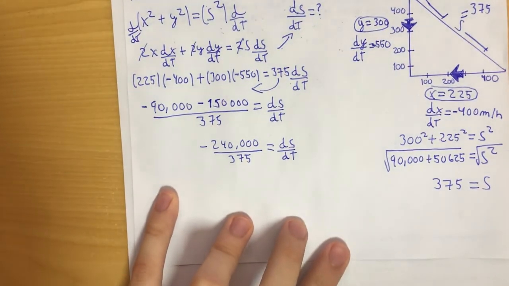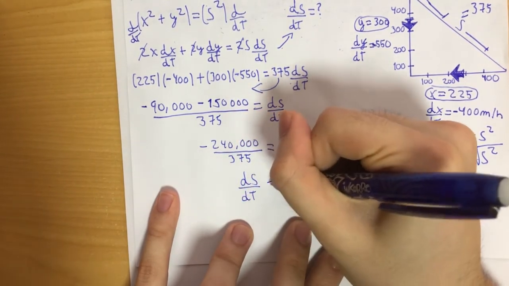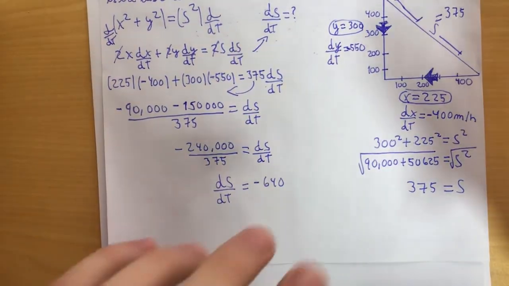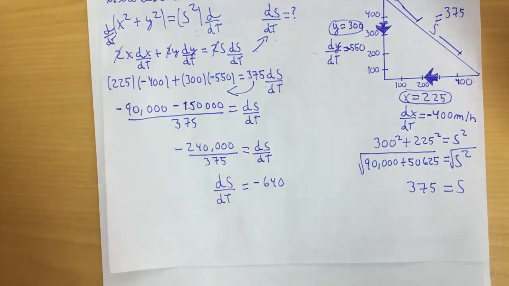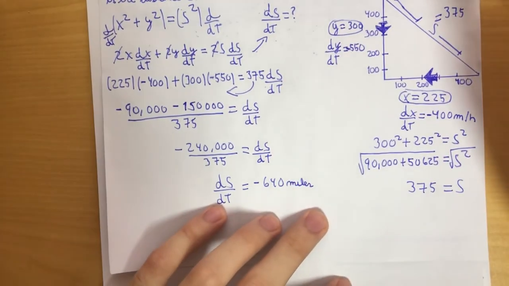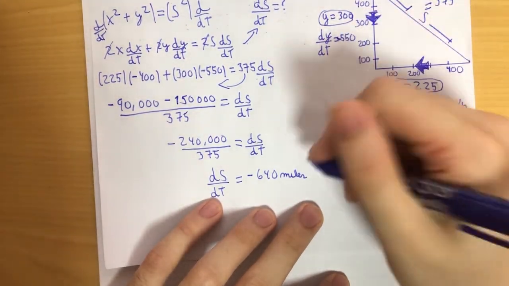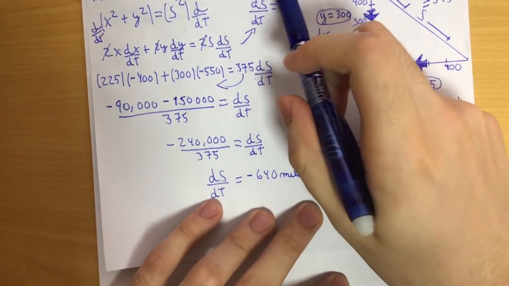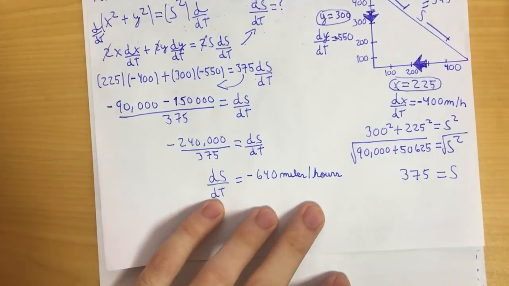So at the end, when we divide, we're going to get that ds over dt is equal to negative 640, but that's not the answer yet. Remember to put the units, because teachers get mad, professors get mad. I get flashbacks from my professor putting a big fat minus 2 each time I didn't put the units. So always remember to put the units. With respect to time, we put miles per hour. And that's it: negative 640 miles per hour.